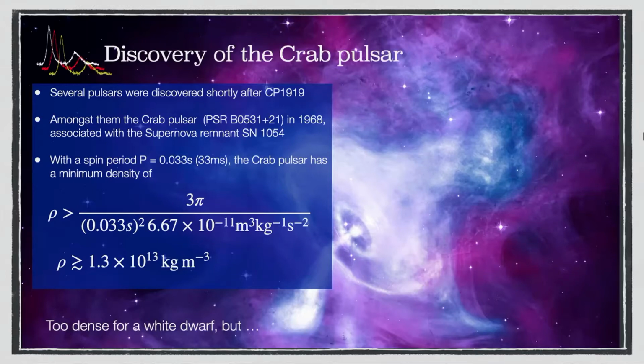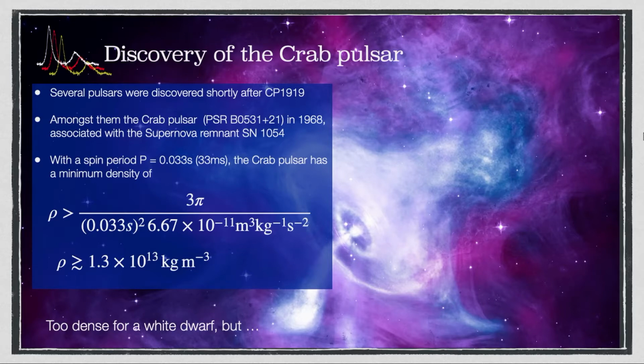Shortly after, however, in 1968, so really just a year later, the famous Crab Pulsar was discovered. I expect many of you have already heard of the Crab Pulsar, or if not, then the Crab Nebula, because this is the supernova remnant that was already known in ancient times and discovered by astronomers in the year 1054. So within this nebula lies a young energetic pulsar. And when this was discovered, it was found to have a pulse period of 33 milliseconds.